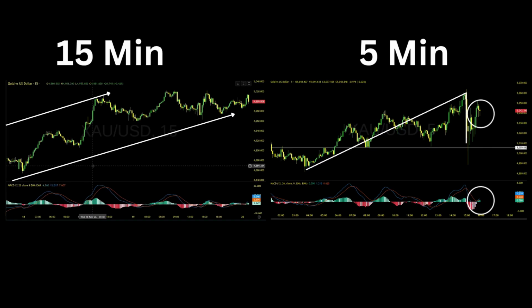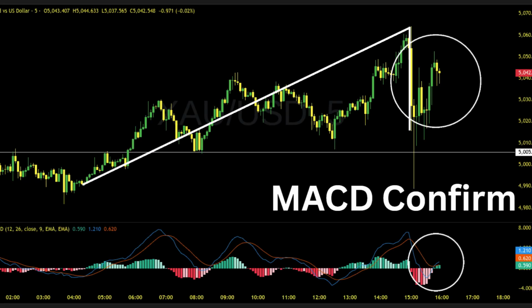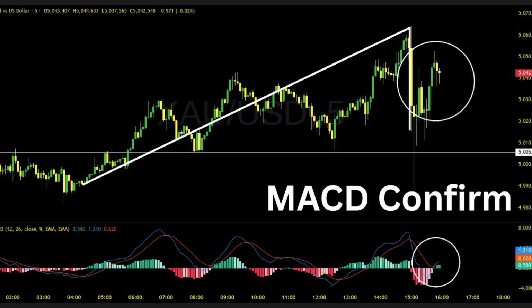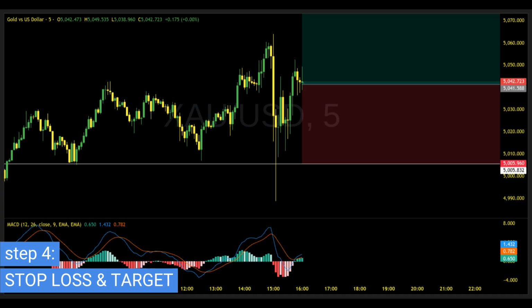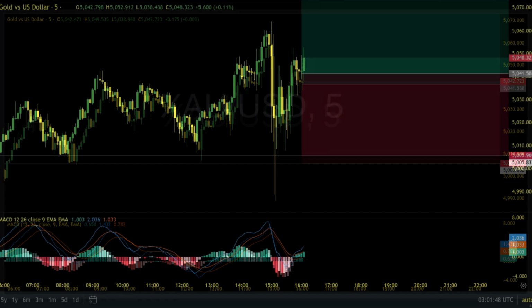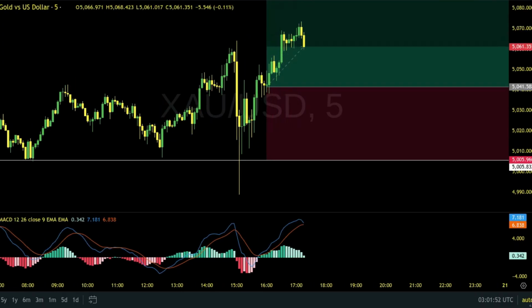So what do we have now? Trend up. Pullback complete. MACD confirms. Now we enter here. Step 4, stop loss and target. Stop loss below structure. Target the next high.